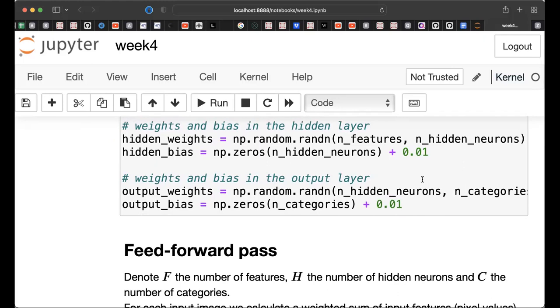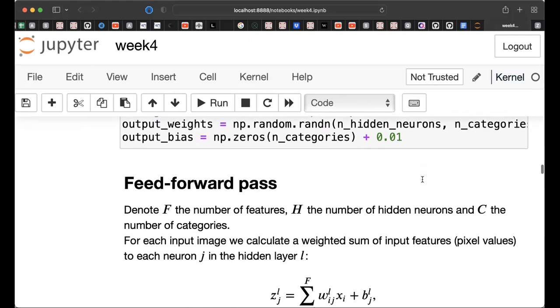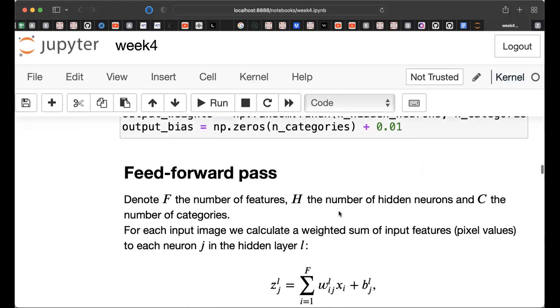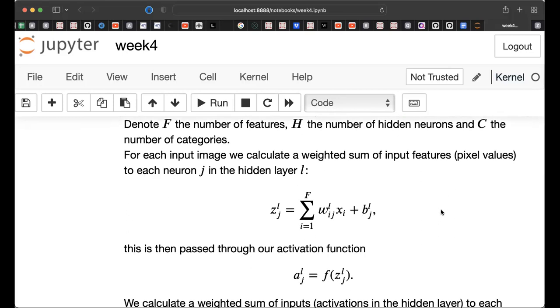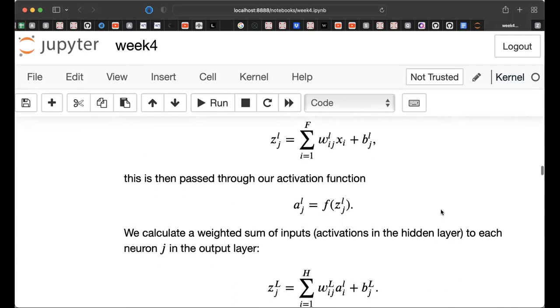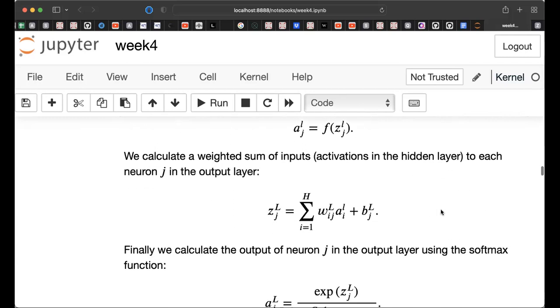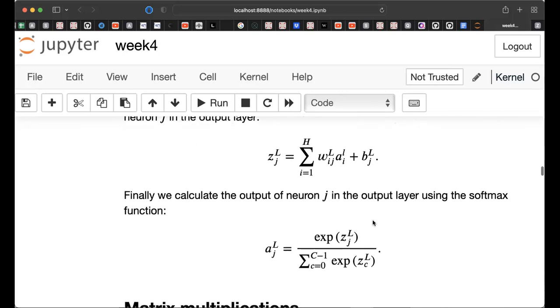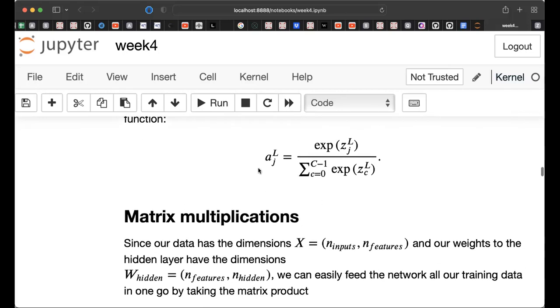So the first stage we do now is a feed-forward pass. We run through the network by a feed-forward pass. So we define the number of features, the number of hidden neurons, and the number of categories. And then we compute the different activation functions. We calculate the inputs to the final output layer. And then by that, we have the outputs, which we compare to the targets in the cross entropy in this specific case.